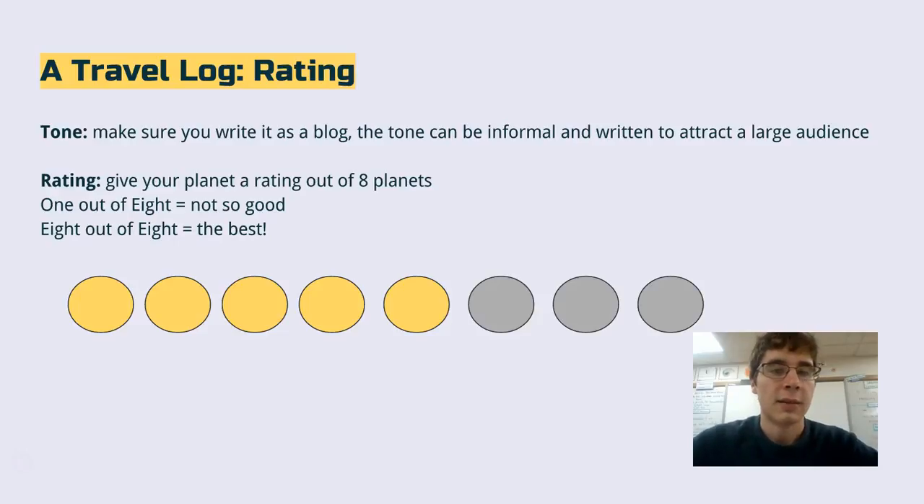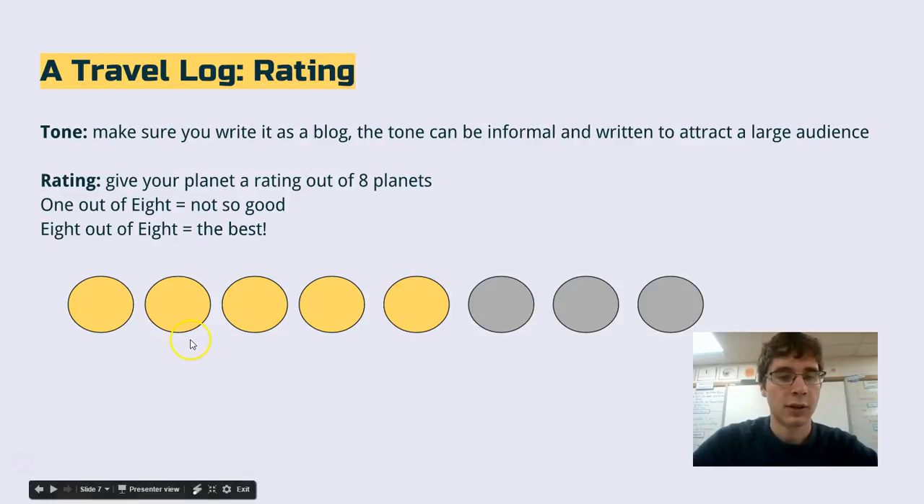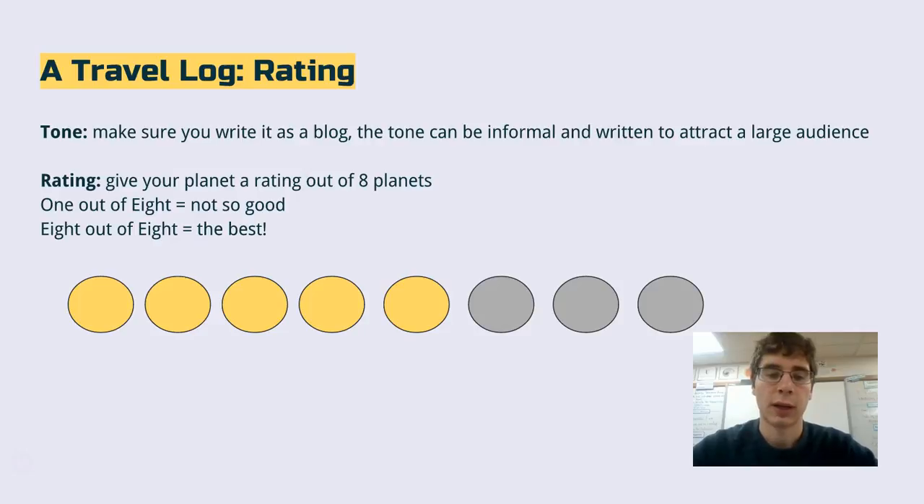The last bit is make sure that you're writing it as a blog. It can be informal and written in a way to attract a large internet audience. And you're also going to give your planet a rating out of 8 planets. I have depicted it here. You could do something similar to this or come up with your own way to show it. But a 1 out of 8 planets is not very good. 8 out of 8 would be the best planet. You should definitely check this one out.